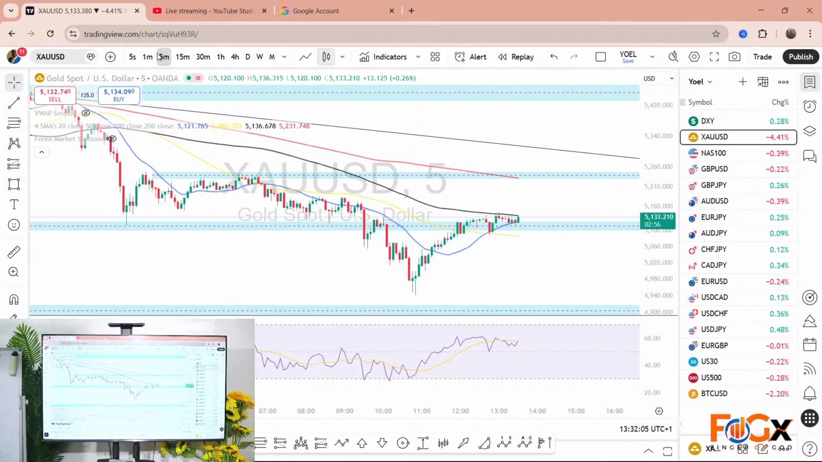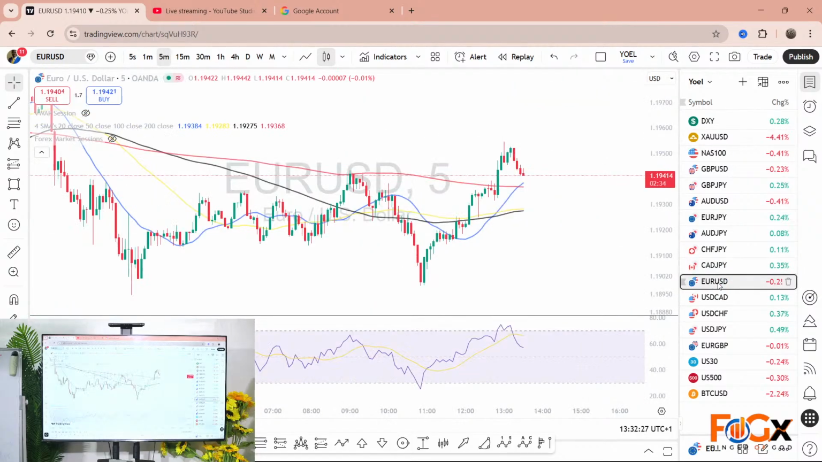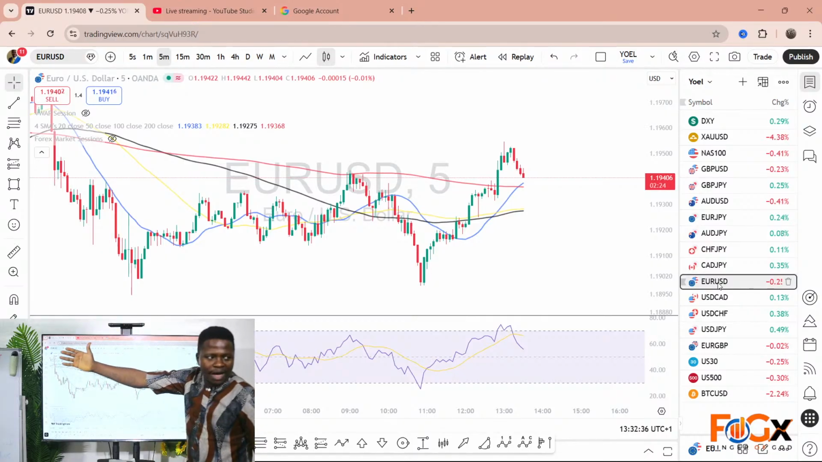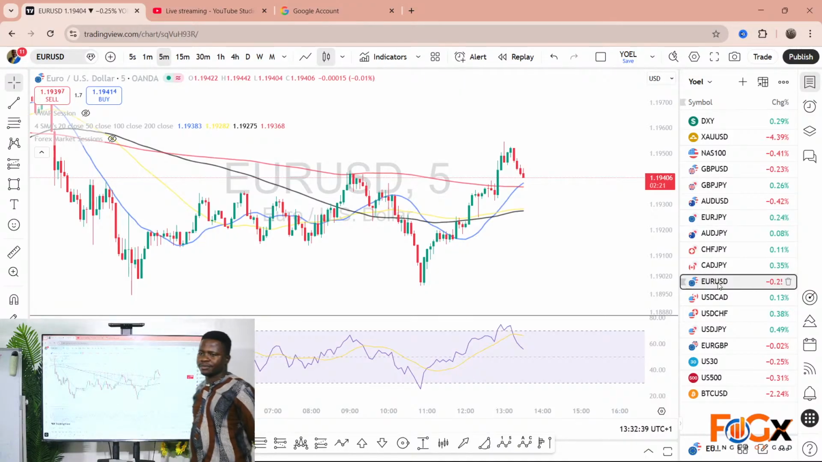So let's take one more. Let's go to Euro USD, the most traded asset in Forex. The most traded is Euro USD, not pounds. Pounds is GBP. Euro USD is the most traded asset in Forex. So for analysis, you start with your market overview. Let's go to daily.